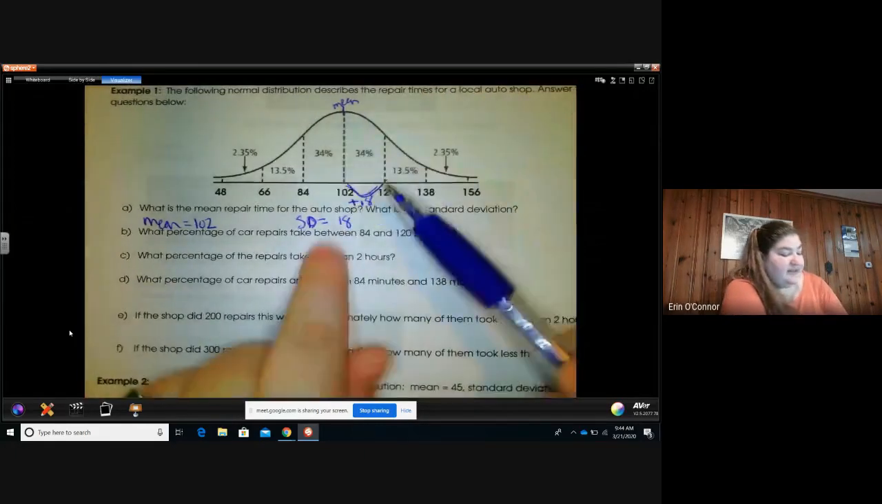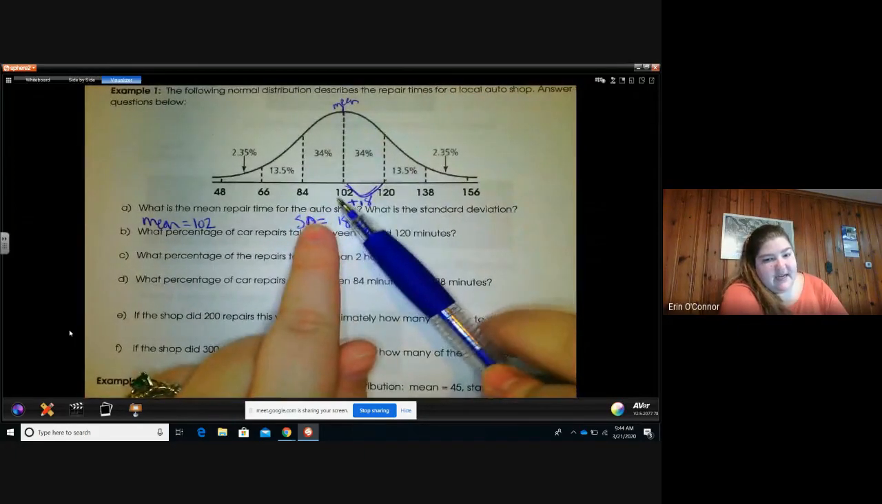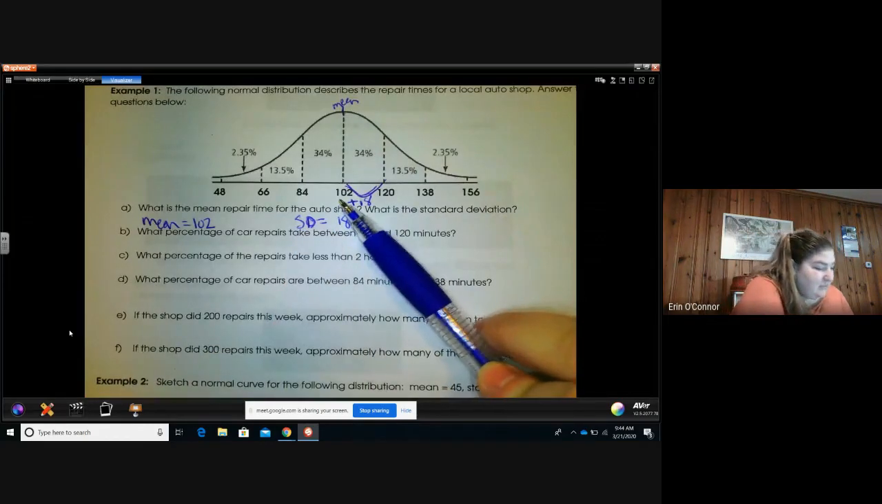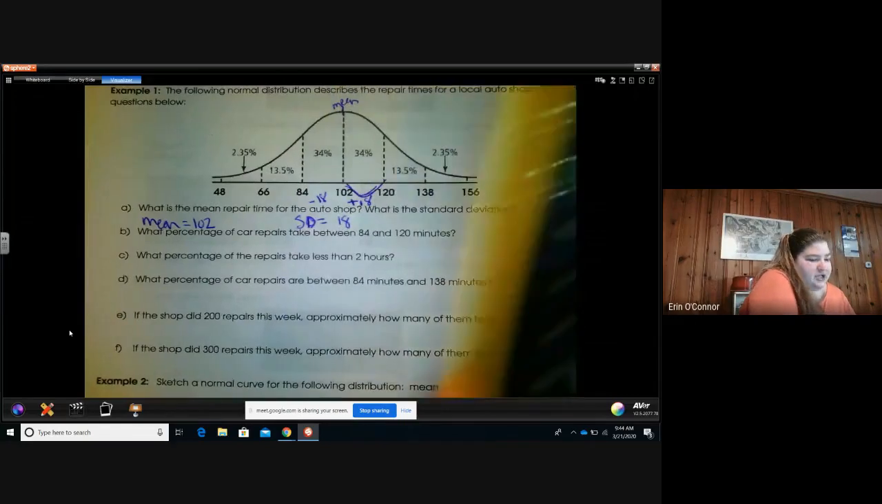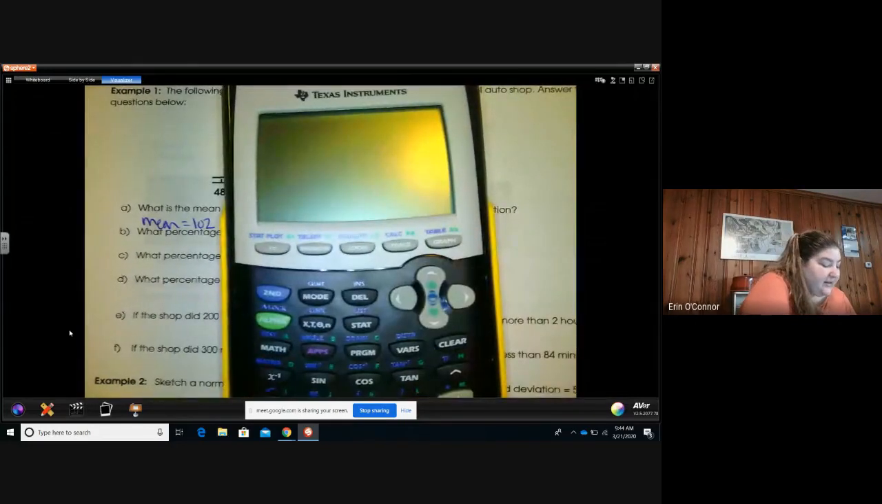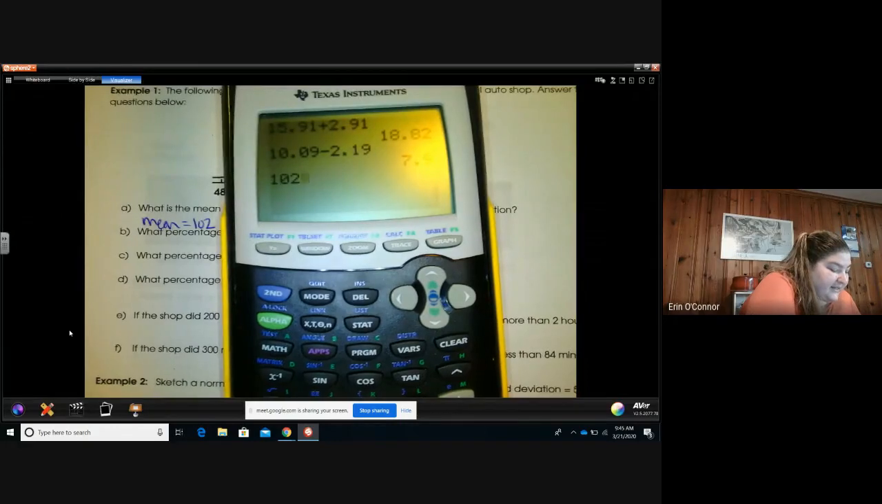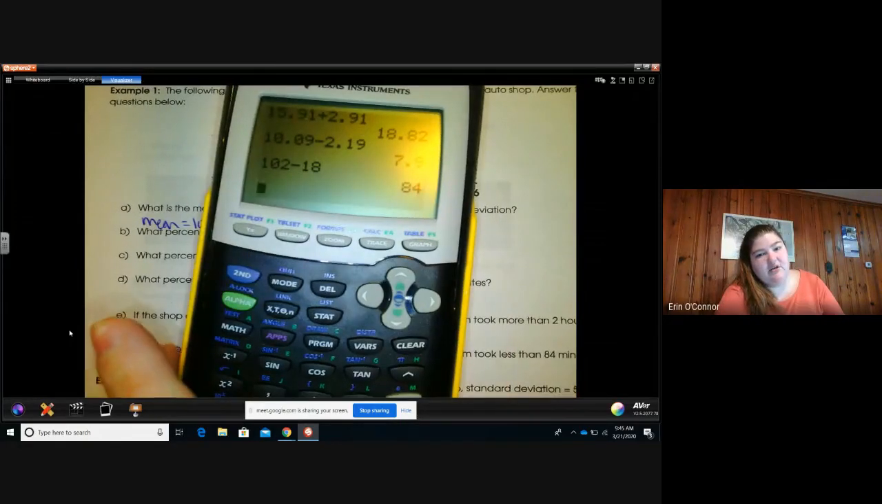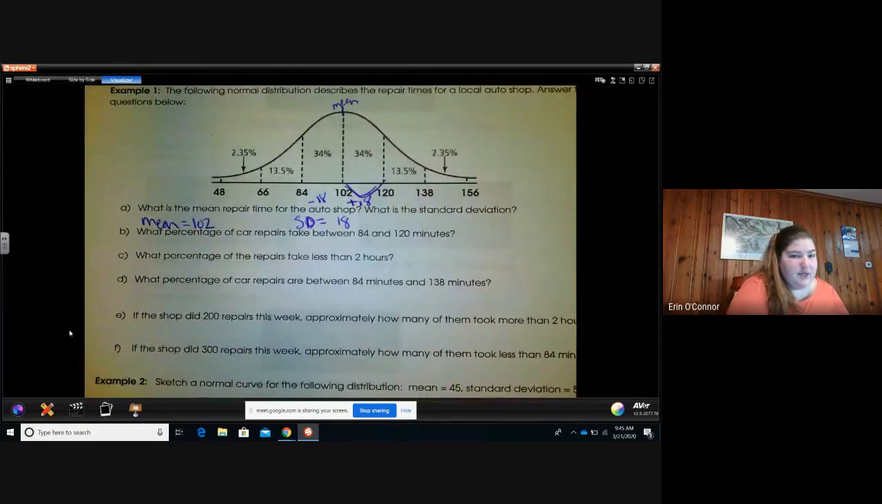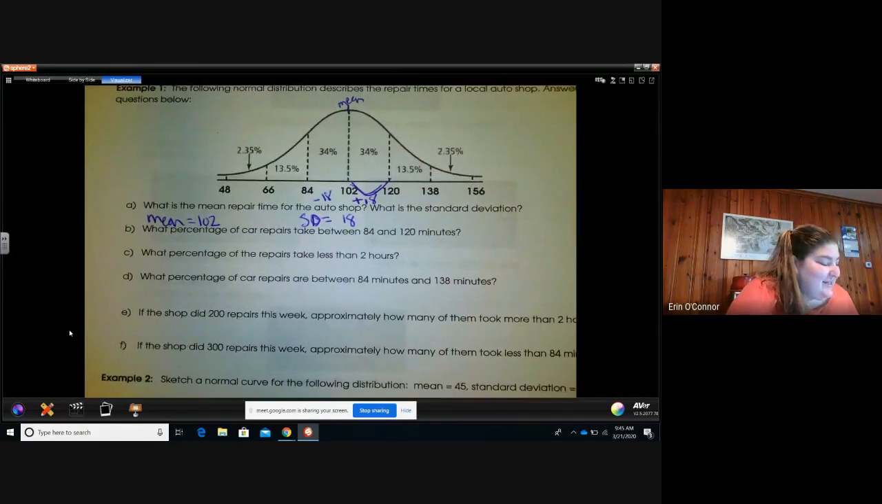Let's double check that the same thing happened on the other side. So if we take 102 and we subtract 18, we should get 84. I'm going to show you how that double checks in the yellow calculator. So 102 minus 18 should give us 84, and it did. So we're all good. So our standard deviation is 18.